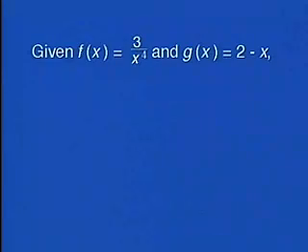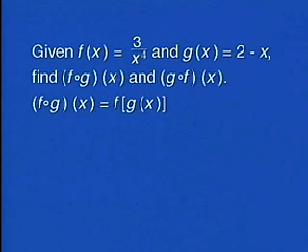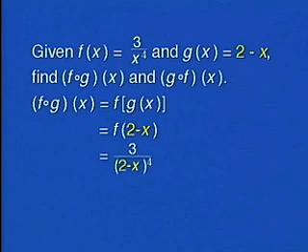Let's try another example. We're given a function f of x equals 3 divided by x to the 4th, and g of x is equal to 2 minus x. We're asked to find f circle g of x and g circle f of x. Let's start off by finding f circle g of x. Always use this notation. You have f of g of x, and that's equal to f of 2 minus x, which is equal to 3 divided by the quantity 2 minus x to the 4th power.